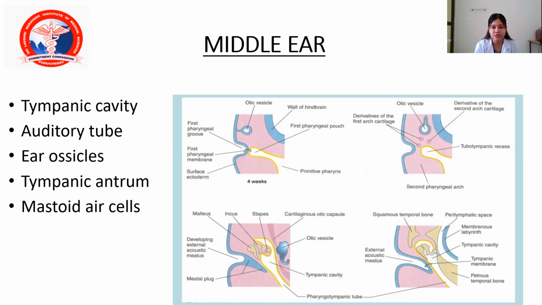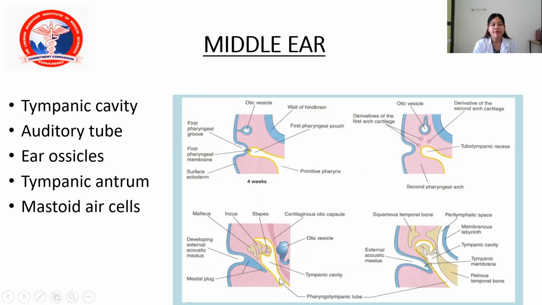Okay, it develops as an extension towards the lateral direction, and it comes in contact with the surface ectoderm. That is the first pharyngeal cleft. So here what you are seeing, the tubotympanic recess, when it is going to the lateral direction, the distal widened portion develops into the tympanic cavity, and the narrow portion develops into the auditory tube.